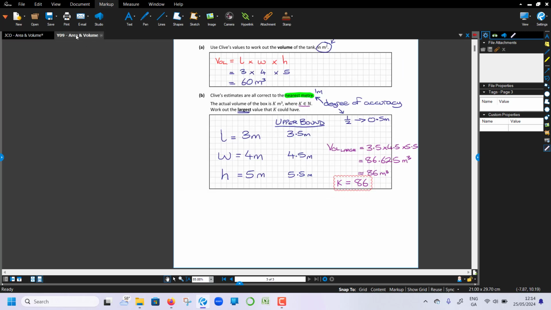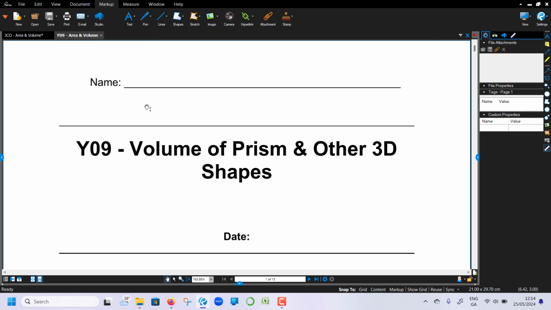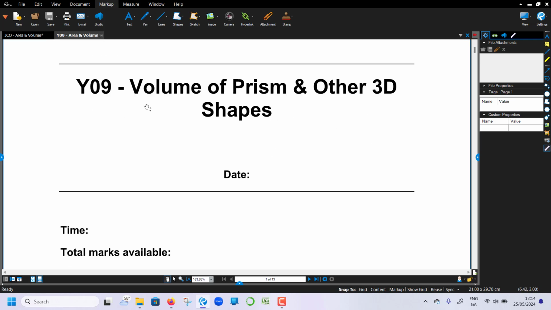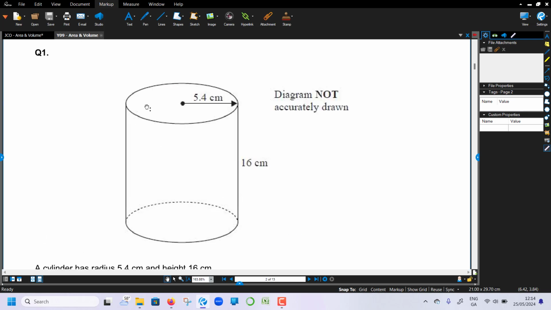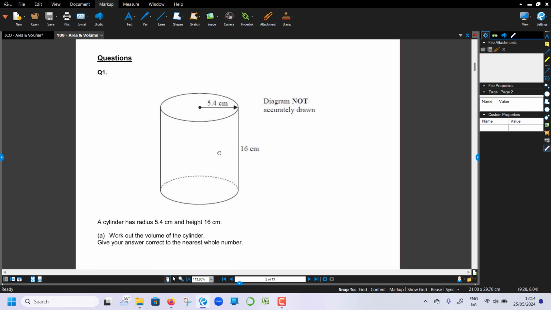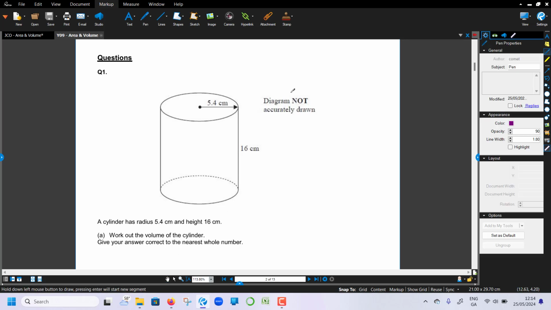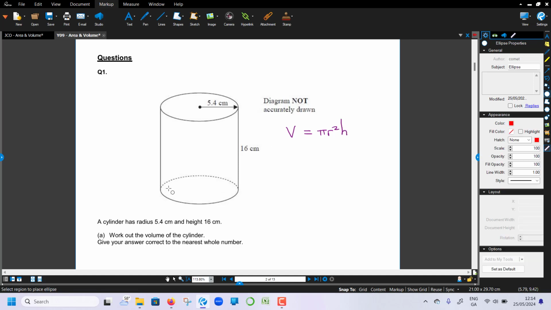Coolio. So let's move to iGCSE. This can also be useful for the junior cert higher level and ordinary level. So let's look at this. Here we go. A cylinder has a radius of 5.4 centimeters and a height of 16. Work out the volume of the cylinder. Okay, this is easy peasy. So your formula for the volume is V equals pi r squared h. Why is it pi r squared h?